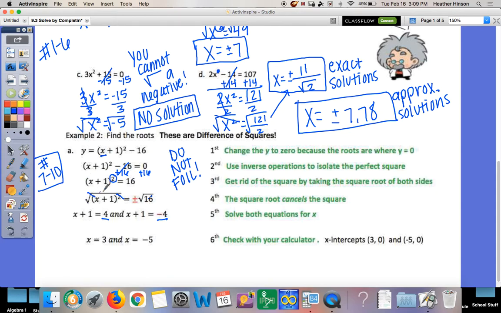That square root and the squared will cancel out and just leave you with x plus 1 on both equations. And then you just solve for x. So how do you get rid of x plus 1? We subtract 1. So 4 minus 1 is 3. Same thing over here. Subtract 1. Negative 4 minus 1 is negative 5. So x is 3, and x is negative 5.